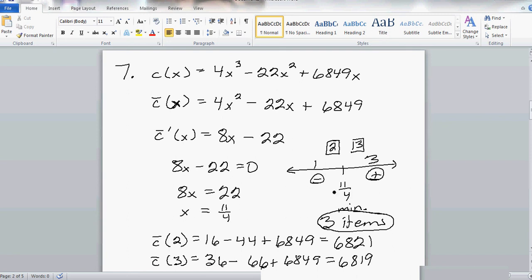Whenever it doesn't make sense to have fractions, you do need to take the integers immediately on either side to test which one actually gives either the minimum or the maximum.